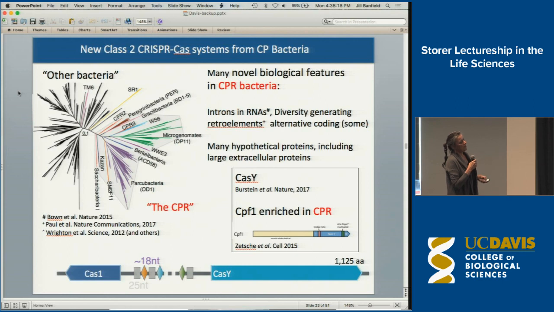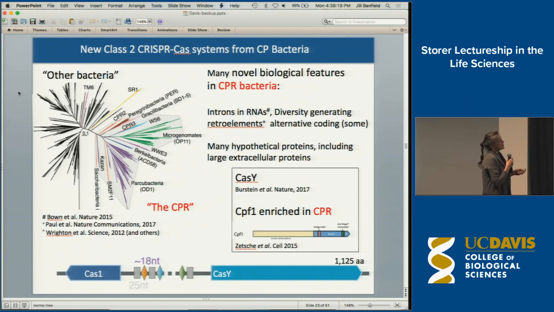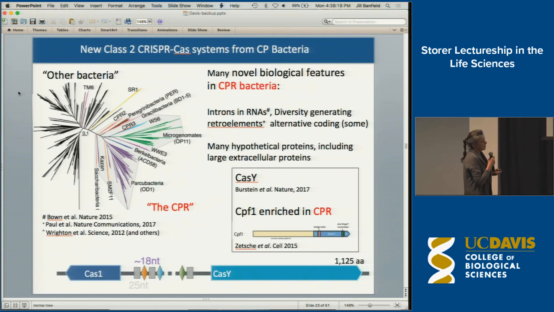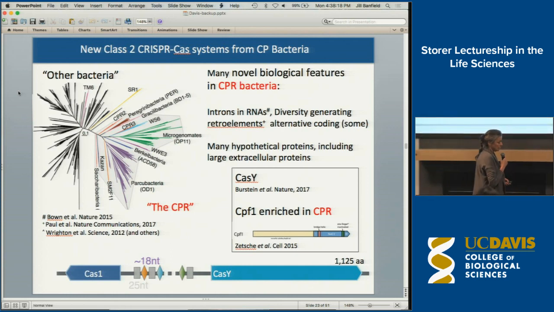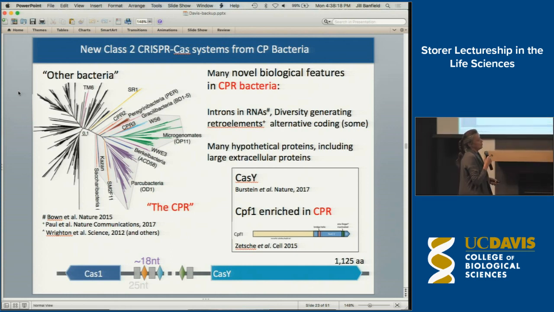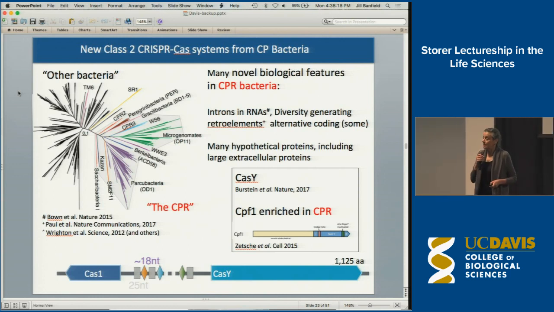But anyway, they're enriched in the CPR, and then more recently we reported with Jennifer Doudna's lab Cas-Y, which is a new type 2 system which has some significant potential for genome editing coming from the CPR. So small genomes, compact systems may be important if you're interested in genome editing and genome editing technologies. But they have a lot of other cool things.